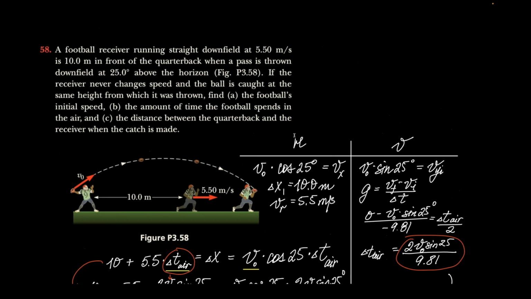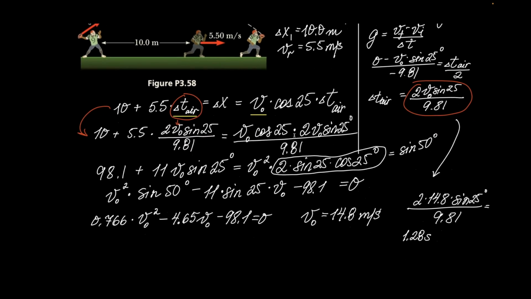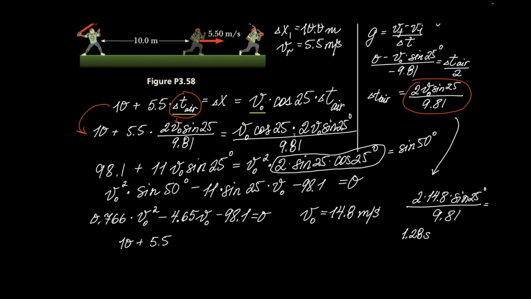Now for the final question, the distance between the quarterback and the receiver when the catch is made, basically the total change in x. That's what they're asking for. 5.5 times 1.28, the distance run by the receiver during the time that the ball was in the air, plus the 10 original meters that were between him and the quarterback. And your other solution could be done through the ball itself. So 14.8 cosine of 25 times 1.28 gives you 17.2 meters. Not that big of a difference, it's just in rounding. So those are your answers to question number 58, the most delicious question on this homework.